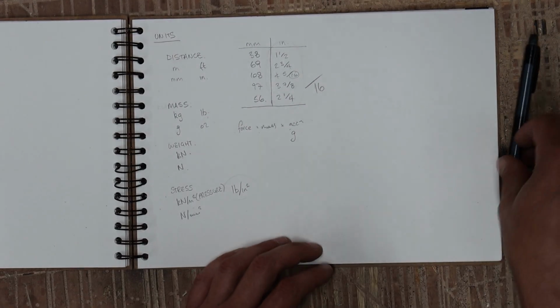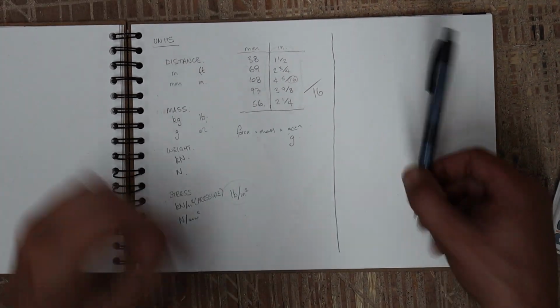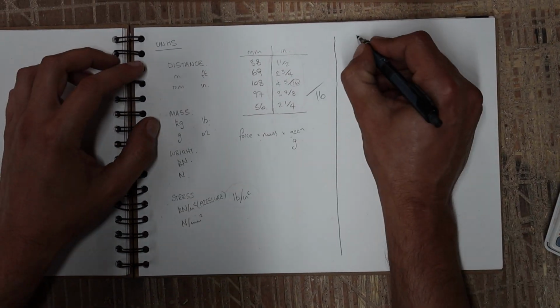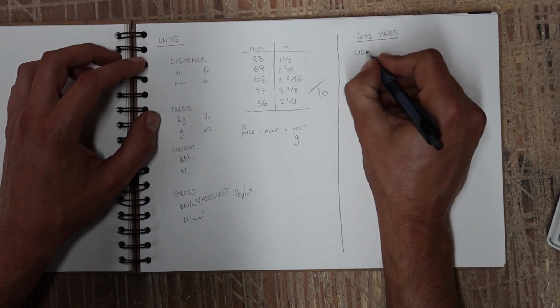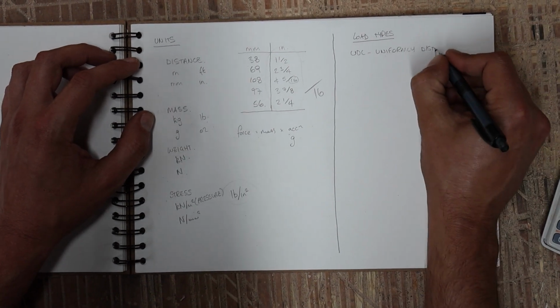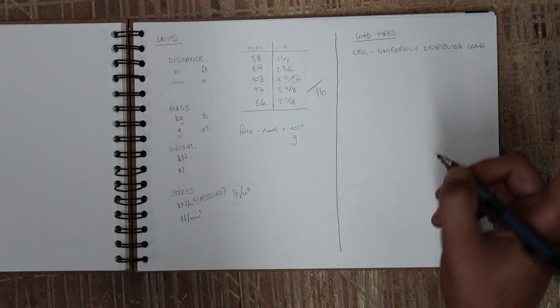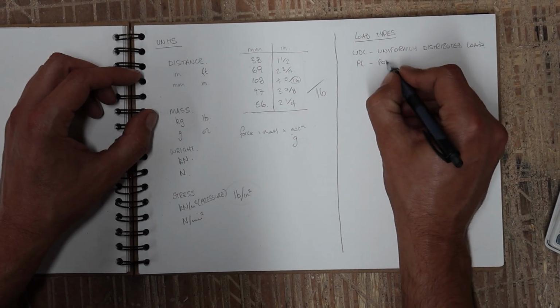Let's have a chat about load types. There are two basic load types. There's a UDL, which is a uniformly distributed load. And then there's a point load, which we refer to as a PL. That's how we would note it down.